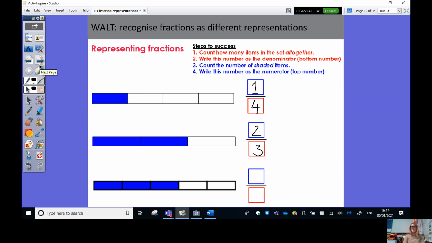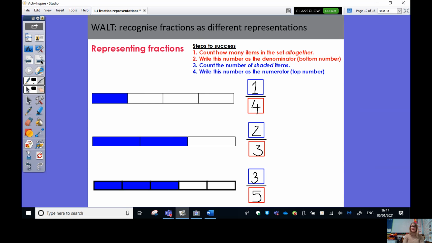Okay, hopefully you managed to do that in 10 seconds. Let's have a look together. So I need to count how many in total. 1, 2, 3, 4, 5. So I should have 5 on my denominator, and then 1, 2, 3 are shaded. So my shape represents 3/5. Fantastic if you managed to work that out on your own.